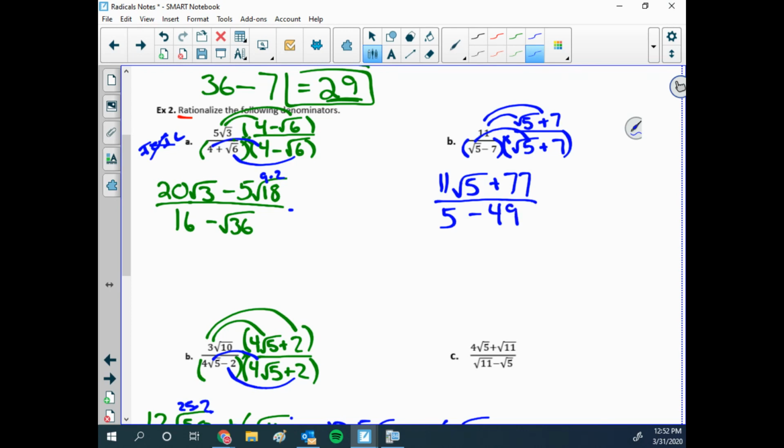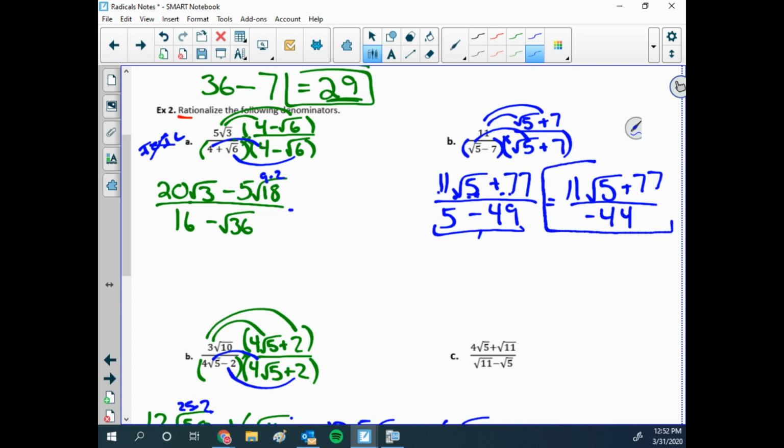Then I want to simplify here as much as possible. Well, 11 root 5, I can't simplify that at all. I also can't add these together because they're not like terms. So my numerator would stay as 11 root 5 plus 77 over my denominator when I simplify this. So 5 minus 49 is going to give me a negative 44. So there's my answer. I can always put that on my calculator. You should get about 2.30, and the original on my calculator, I should get the same kind of irrational decimal.